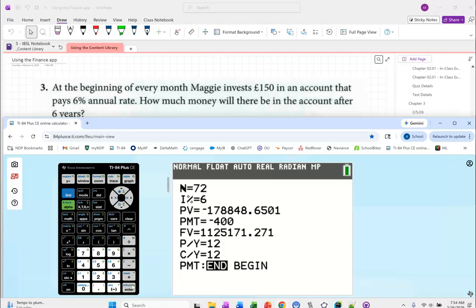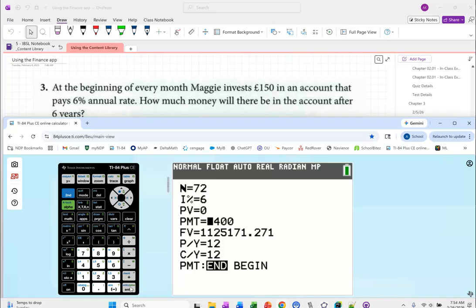The present value, how much started in this bank account before we started making our regular payment? Zero, right? The bank account is empty until we put that $150 in, and we're going to do that regularly, so that's the 150.